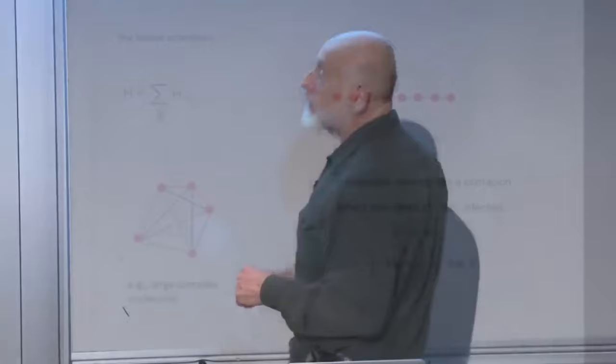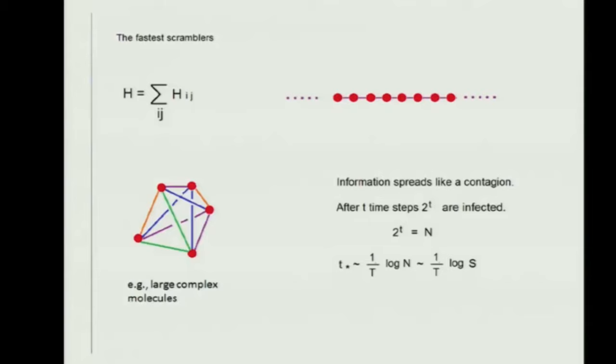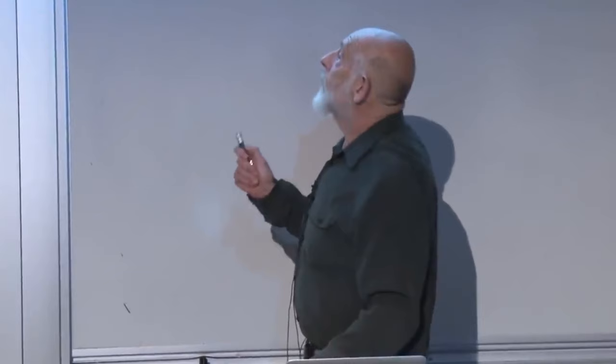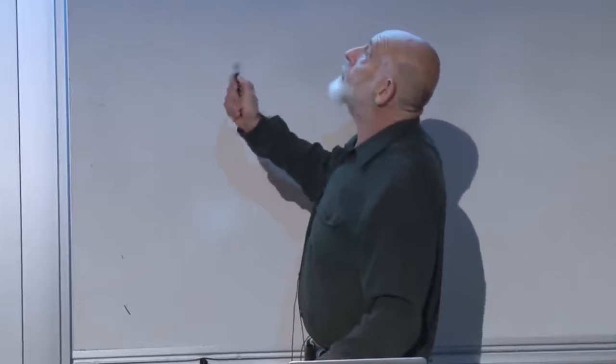And the number of degrees of freedom for a system like this is proportional to its entropy. S is entropy. Now, if you don't follow all of this, it's not terribly important. The point is that it's logarithmic in the size of the system with a coefficient, which is the temperature. This is called fast scrambling, and it's what you expect for this kind of large molecule. This is called slow scrambling.